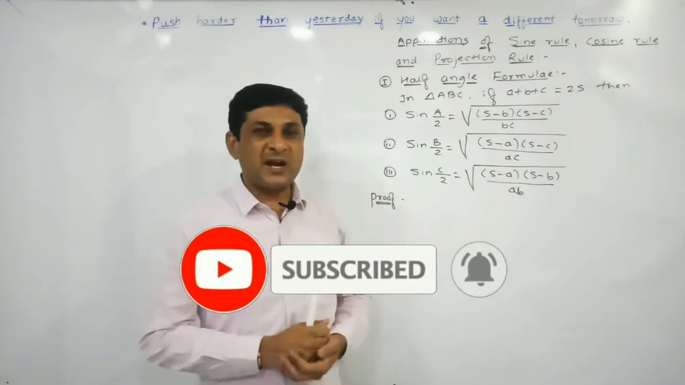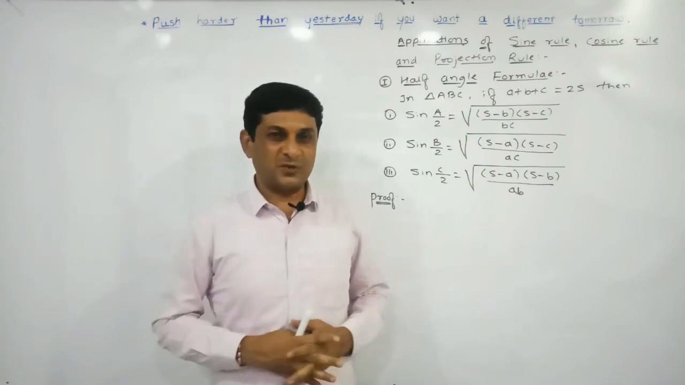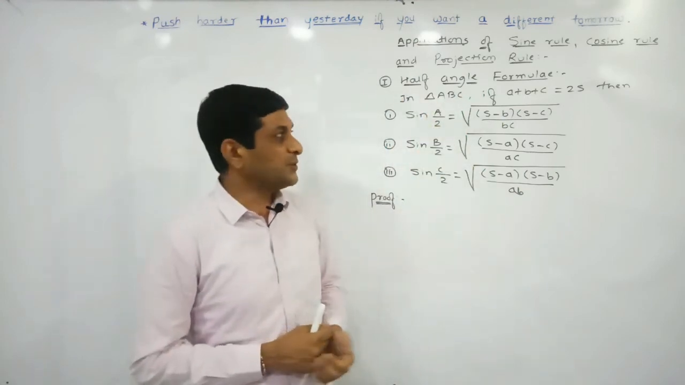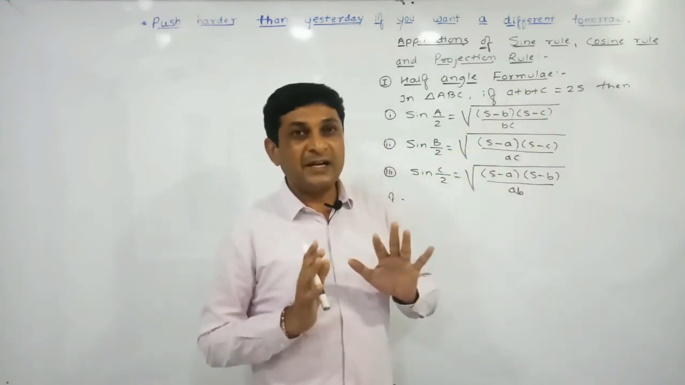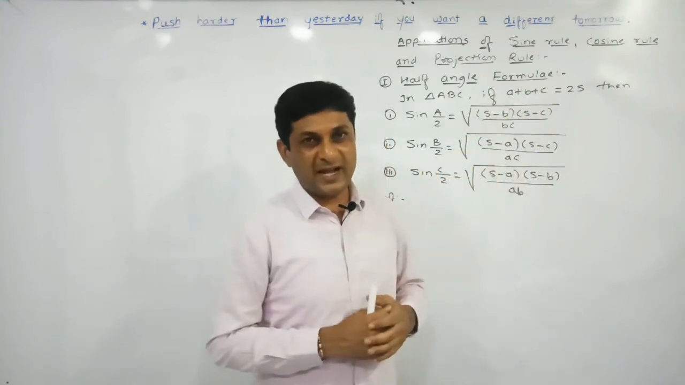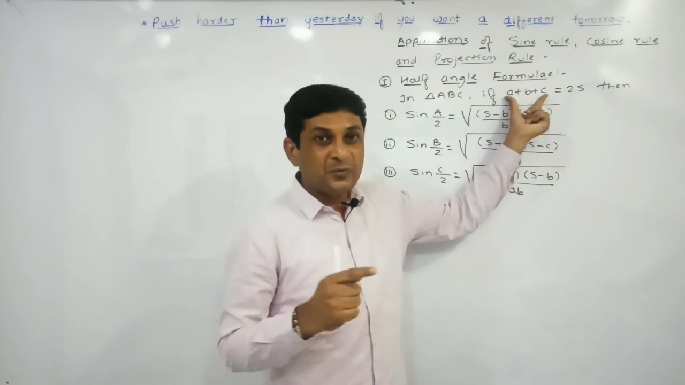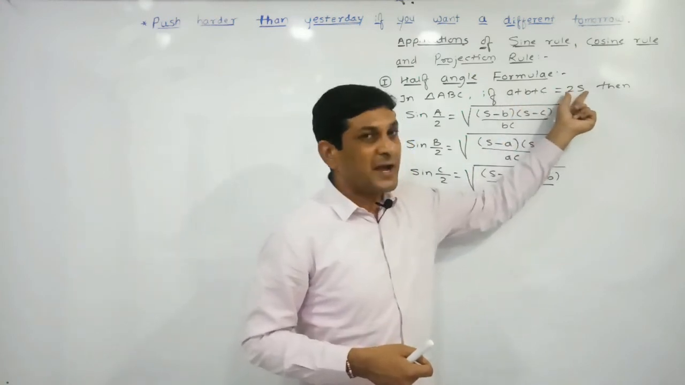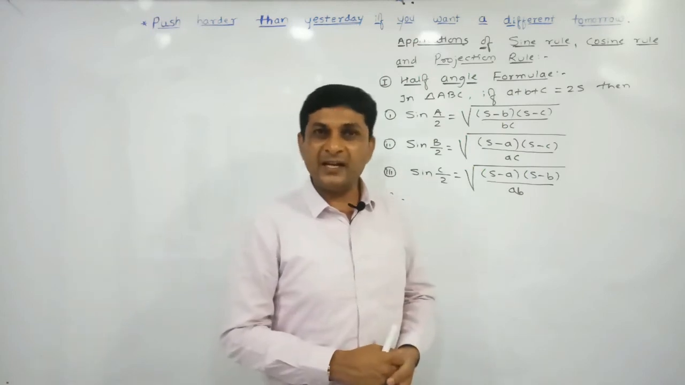So today we are starting application of sine rule, cosine rule and projection rule. One of the applications is the half angle formula. Here we already know that small a, small b, small c represent the lengths of the three sides of a triangle. If we take the sum of the lengths of the three sides, we get the perimeter of the triangle, and we denote the perimeter by 2s. 2s represents the perimeter of triangle ABC.